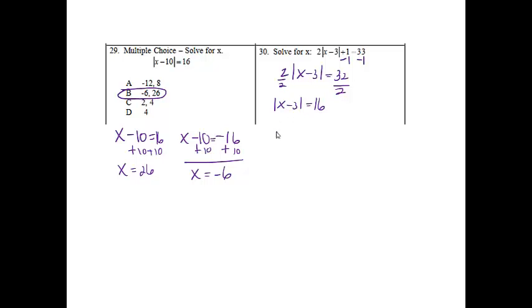And now we've got two equations again. We're going to get x minus 3 equals 16, and x minus 3 equals -16. And now we're going to go ahead and solve each equation. I'll get x equals 19. If I add 3 to this one, I'll get x equals -13. So those would be my two answers for that one.